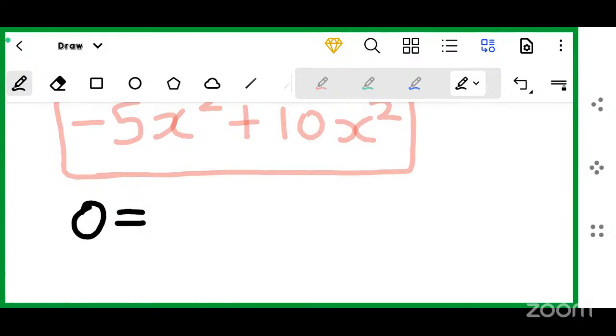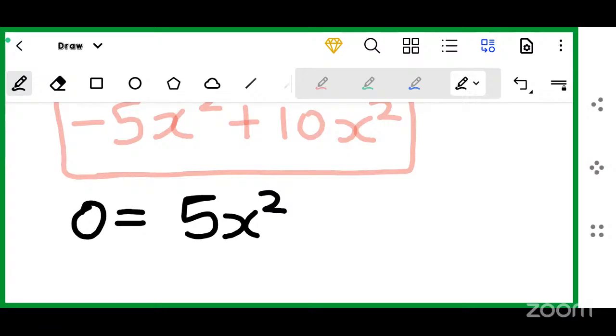Ma'am, I got... let me see. I got it, but I must tell you the answer only. Yes, you can tell me the answer. I got 5x to the power 2. Okay, 5x to the power 2. Are you sure?